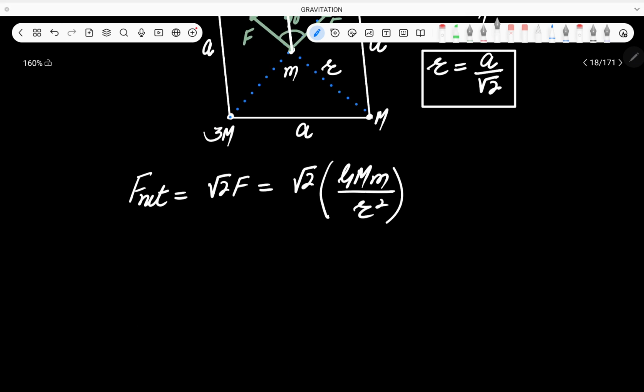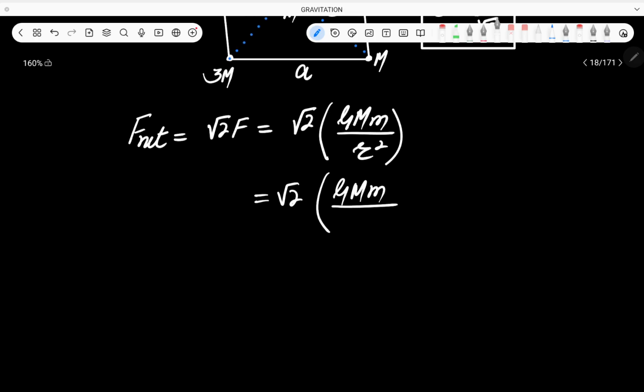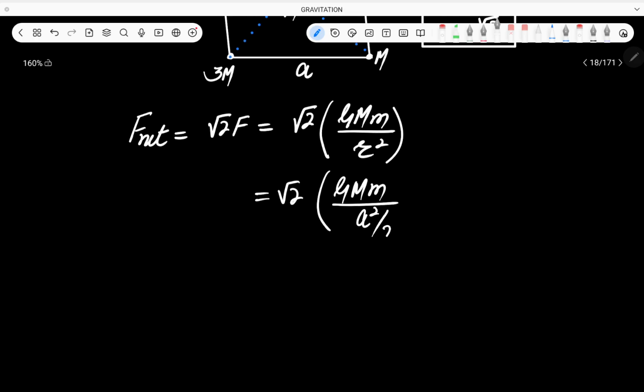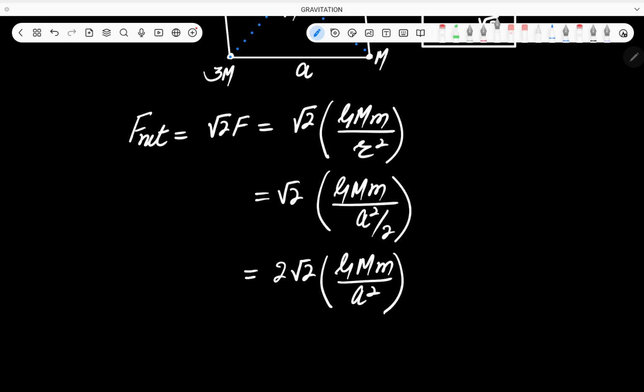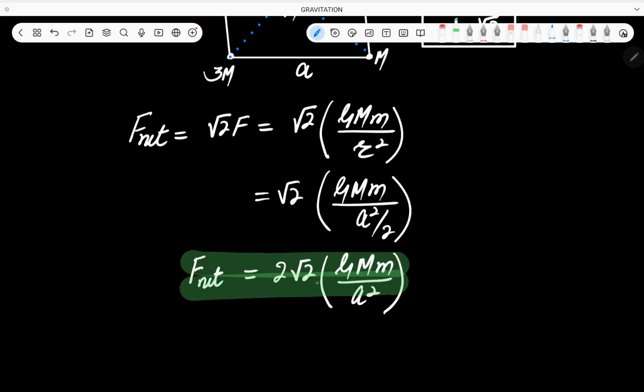So let me write down here: root 2 multiplied by G capital M small m divided by r square. r square की जगह हम लिख सकते हैं a square divided by 2. Okay, now this 2 goes to the numerator, तो ये बन जाएगा बेटा 2 root 2 multiplied by G capital M small m divided by a square. So this is the net force on the particle of mass small m. This is the answer to this question. I am sure that this problem is crystal clear to you.